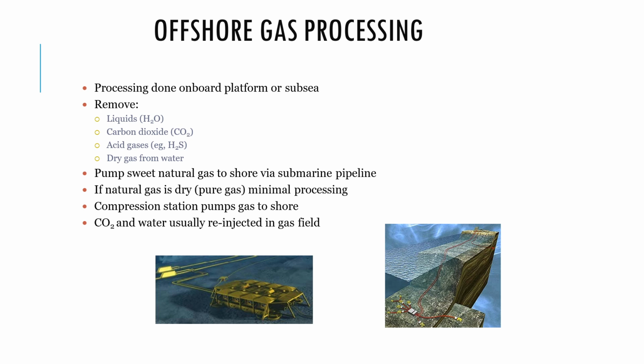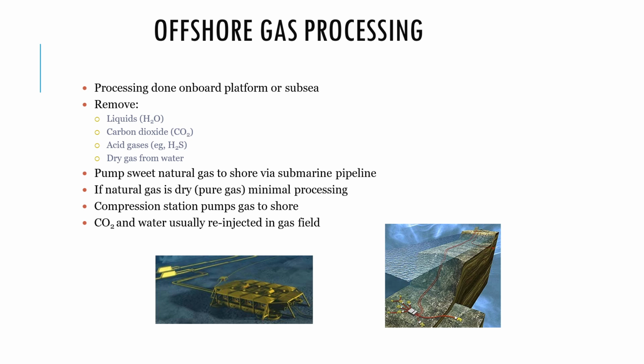On the other hand, when we talk about offshore gas processing, where the reservoir is located in the sea, the processing will normally be done subsea or on the platform, onboard the platform, where you're going to remove the majority of the CO2, H2O, and acid gases such as H2S as well, and you're going to produce sometimes dry gas. Then you will use a pump, and this pump will pump the sweet natural gas to the shore via a submarine pipeline.